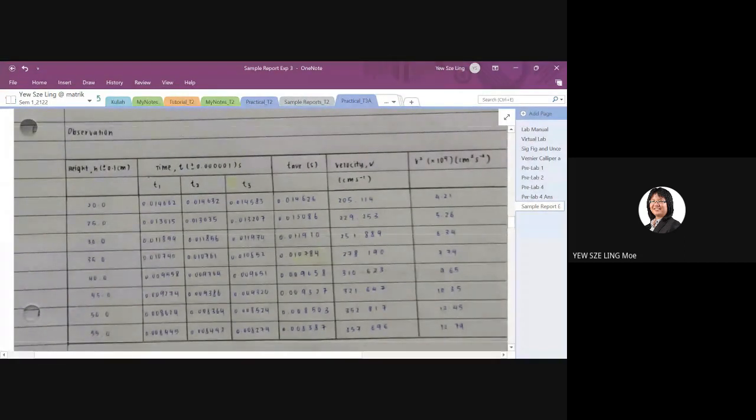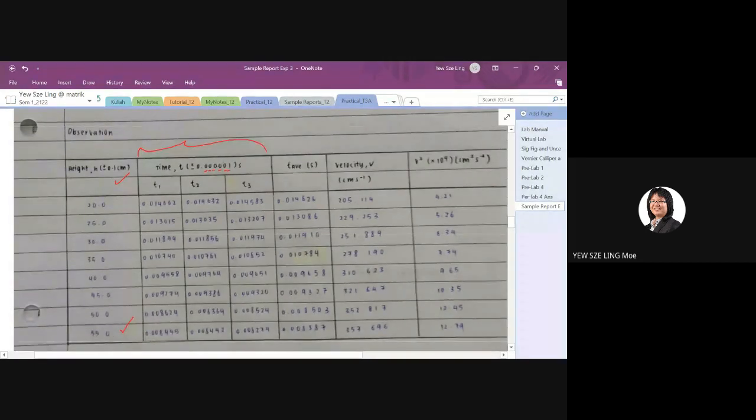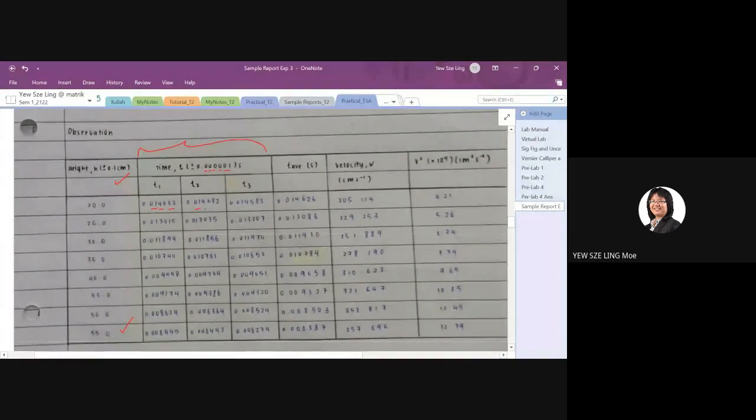In this table, the first one is correct. You have an H, you have an uncertainty, and then the time, you have 0.000001, which is 6 decimal places. Here you have uncertainty up to 6 decimal places, so all these values should be kept at 6 decimal places.